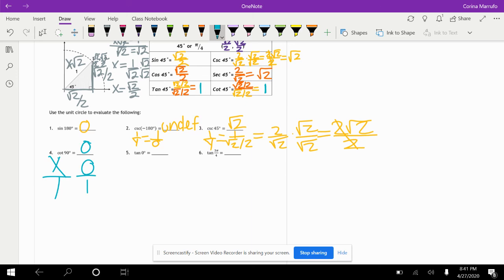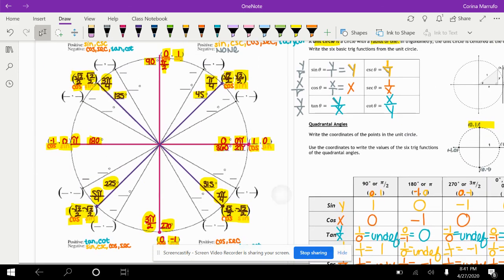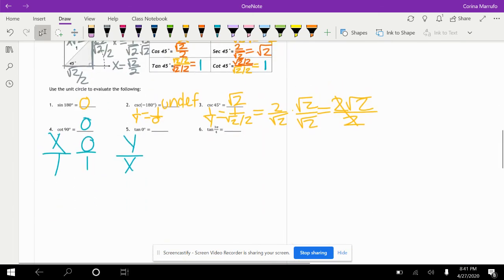All right, moving on to the next one, tangent of 0. We're going to take our y value and divide it by our x value. So we go up to our unit circle, and we check out 0 degrees. We're looking at these points, and we're going to take our y value, which is 0, and divide it by our x value. So it is going to be 0 divided by 1, which gives you 0.